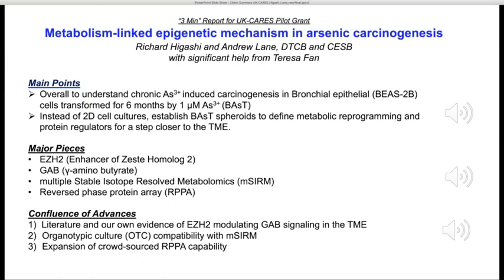The main point of the pilot was to understand chronic arsenite-induced carcinogenesis in BS2B cells transformed for 6 months by arsenite, and they're called BAST cells at that point. But instead of the usual 2D cell cultures, we were going to establish BAST spheroids, organotypic cultures, to define metabolic programming and protein regulators using new technology for a step closer to the tumor microenvironment.